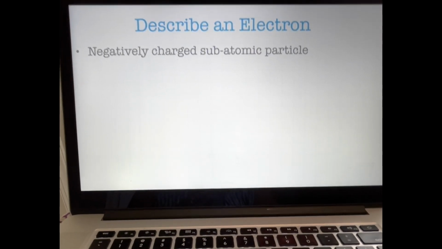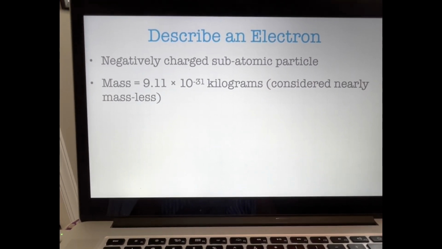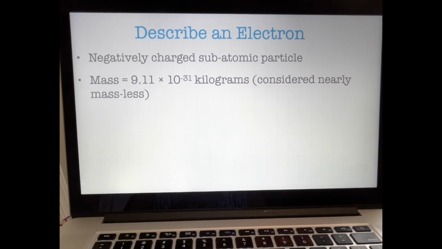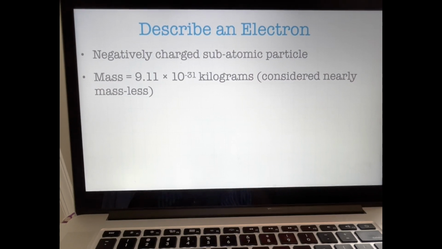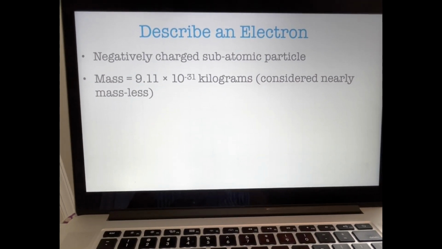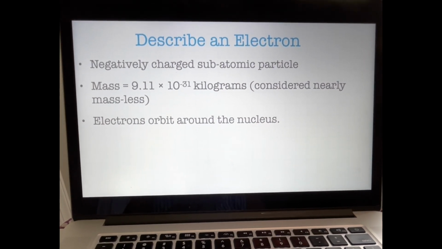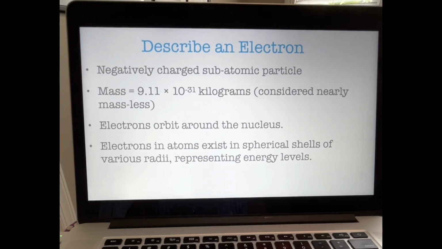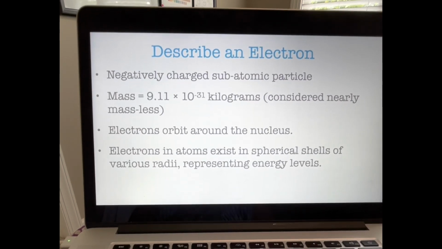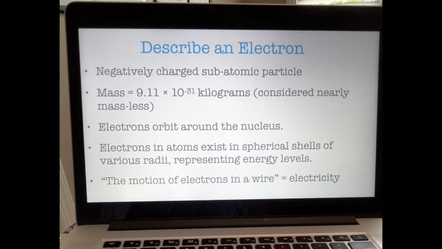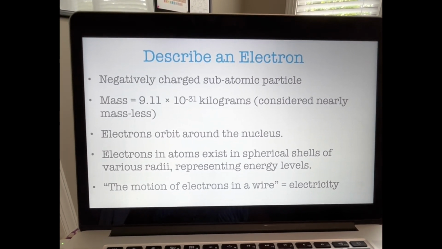Let's talk about an electron. They're negatively charged subatomic particles. The mass is 9.11 times 10 to the negative 31 kilograms. And basically, they're considered nearly massless. Their weight's kind of negligible. The electrons orbit around the nucleus. Electrons in atoms exist in spherical shells of various radii, representing the different energy levels. And again, pretty much electricity is described as the motion of electrons in a wire.